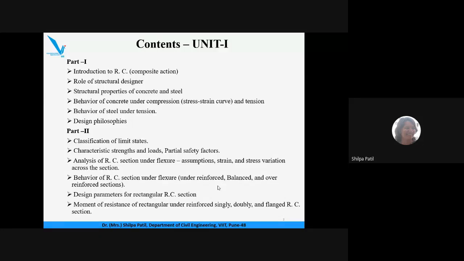The second part consists of classification of limit states, characteristic strains, loads, partial safety factors, then analysis of an RC section under flexure, the assumptions and stress-strain variations across the section, then behavior of an RC section under flexure, how we define under-reinforced, balanced and over-reinforced sections, then the design parameters for a rectangular section and how to calculate the moment of resistance for rectangular sections, singly reinforced, doubly reinforced and flanged sections. These are the contents of unit 1.